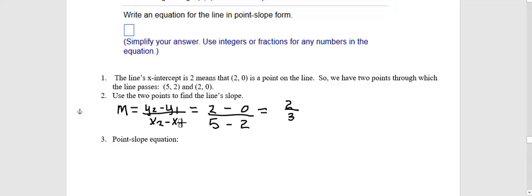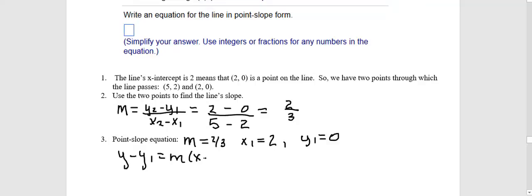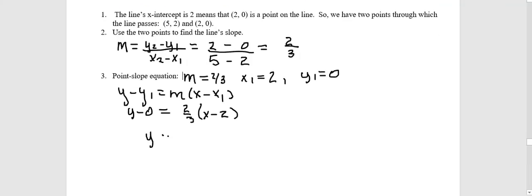So now I'm going to write the point slope equation for the line. Remember, m is 2/3, and I'm going to let x1 be 2 and y1 be 0. That's the easiest point to work with, so that's the point that I'm going to use. So y minus y1 is y minus 0. m times the difference x minus x1 is 2/3 times the difference x minus 2. y minus 0 is just y. 2/3 times x minus 2 is 2/3 x minus 2/3 times 2.